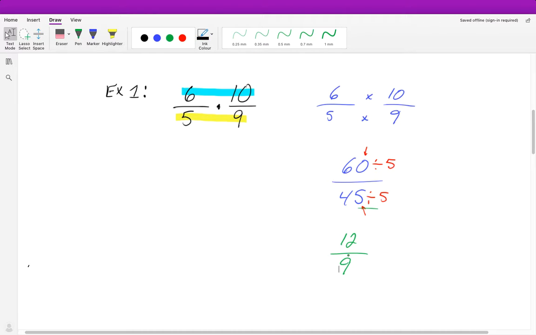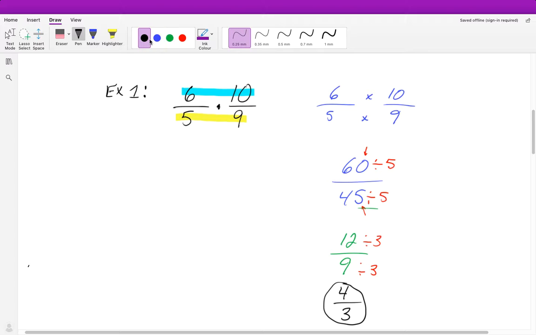And hopefully by now you see 12 and 9. You should know that both of these are divisible by 3. So I can divide each of these by 3 to reduce it. And 12 divided by 3 is 4, and 9 divided by 3 is 3. So I know this gives me a final answer of 4/3.